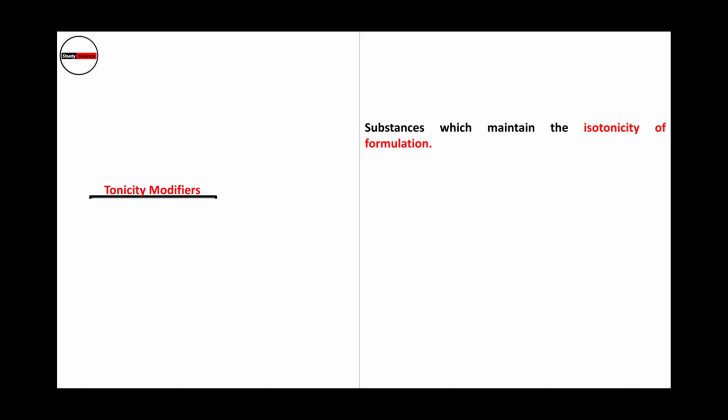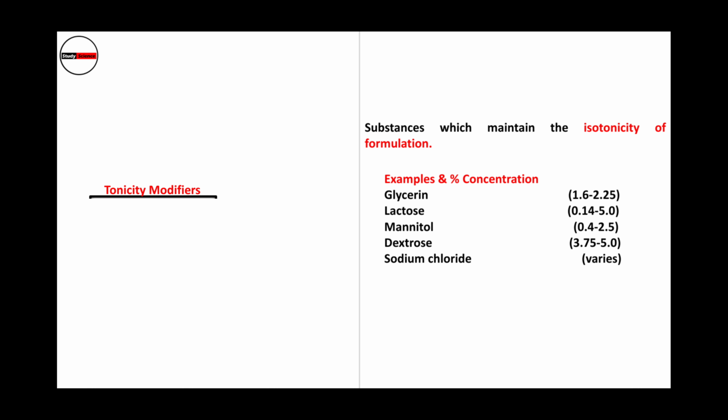Here are some examples of tonicity modifiers which we use in parenterals. Glycerin, and the concentration we use is 1.6 to 2.25%. Lactose 0.14 to 5%. Mannitol 0.4 to 2.5%. Dextrose 3.75 to 5%, and sodium chloride, the concentration varies.